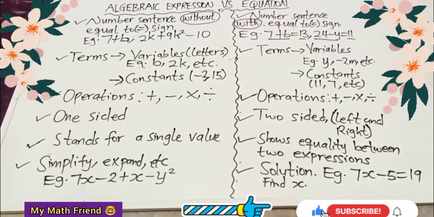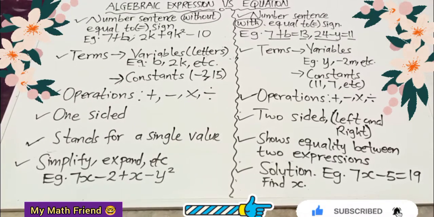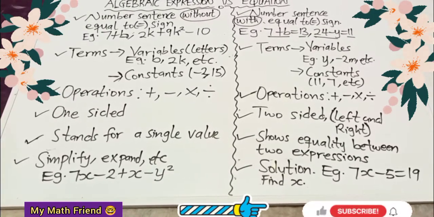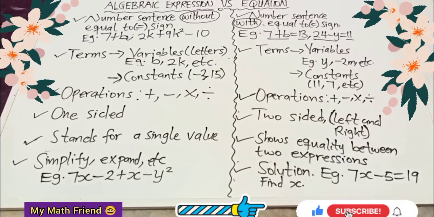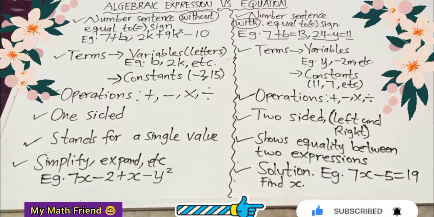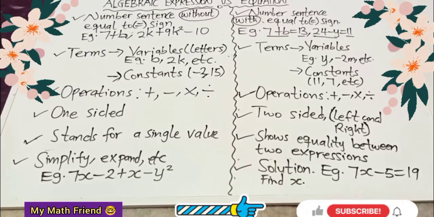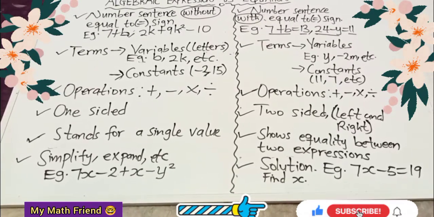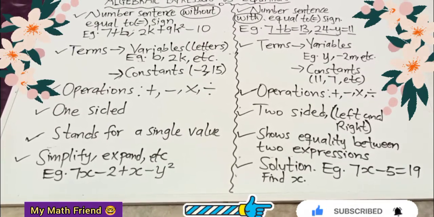Algebraic expressions, as seen on the board, are number sentences without an equal to sign, whilst equations are number sentences with the equal to sign. Examples of algebraic expressions are 7 plus b, also 2k plus 9k squared, and 9k squared minus 10. Examples of equations are 7 plus b equals 13, and 24 minus y equals 11, and so on and so forth. So you see the equal to sign there as a difference.